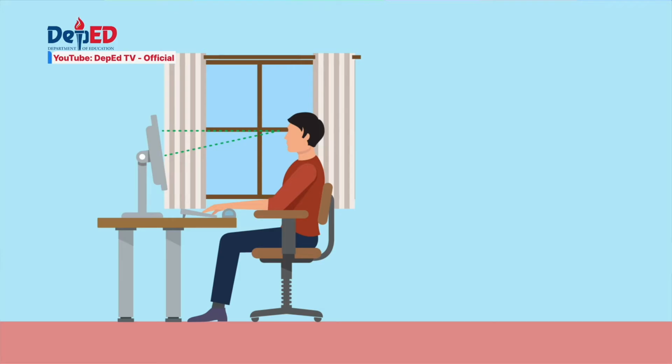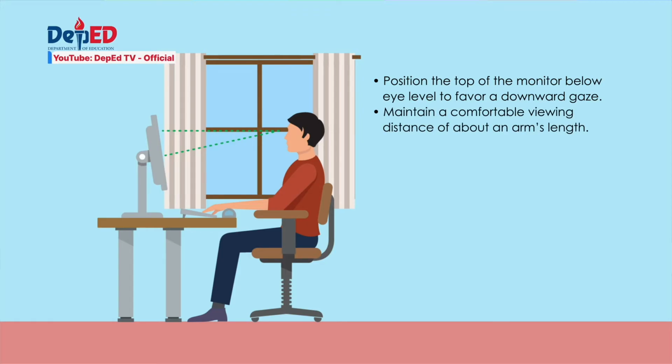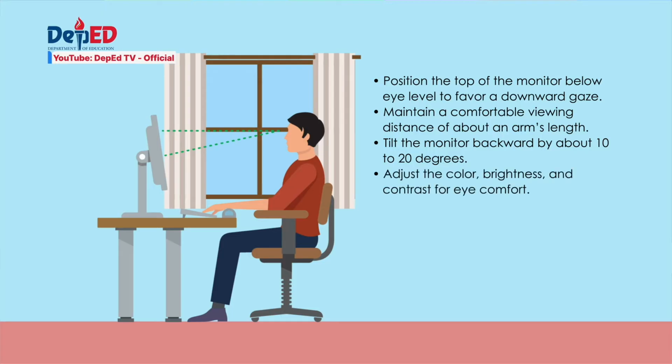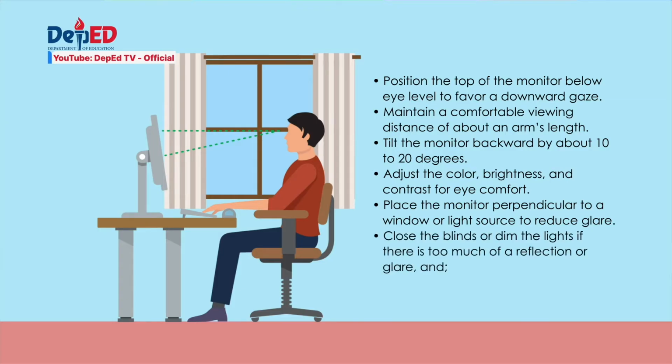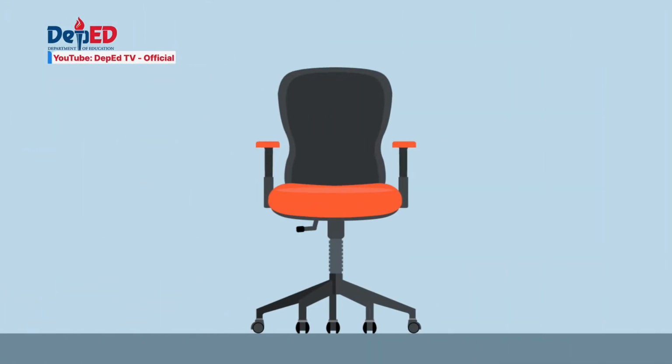When adjusting and customizing your workstation, position the top of the monitor below eye level to favor a downward gaze. Maintain a comfortable viewing distance of about an arm's length. Tilt the monitor backward by about 10 to 20 degrees. Adjust the color, brightness, and contrast for eye comfort. Place the monitor perpendicular to the window or light source to reduce glare. Close the blinds or dim the lights if there is too much of a reflection or glare, and always keep the monitor clean.